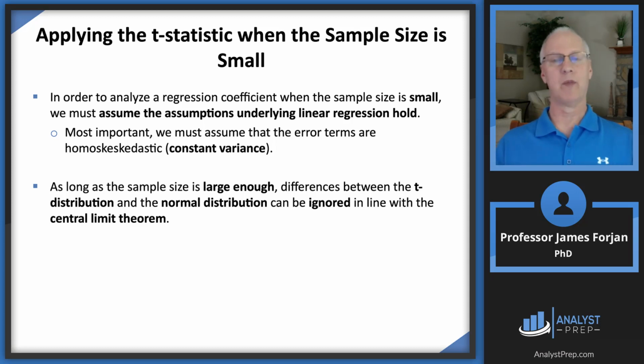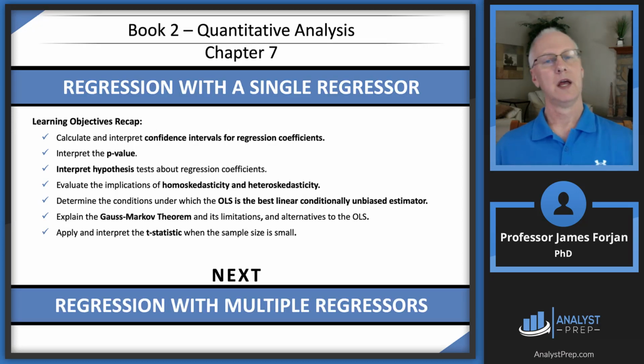Now here's the problem. Remember, the t distribution is appropriate when the sample size is relatively small, less than 30. So in order to use a small sample size regression model, we must assume that the assumptions of those models hold true. So we must assume that the error terms are homoskedastic. And that takes us through this chapter 7. What we'll do next is go from one x variable, one independent variable, to multiple independent variables.